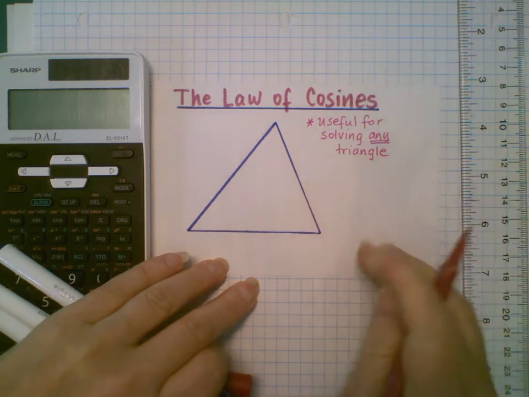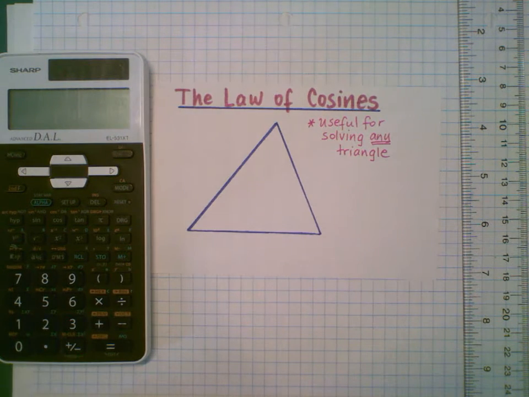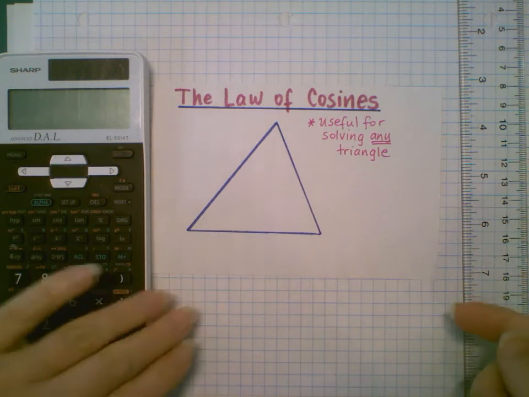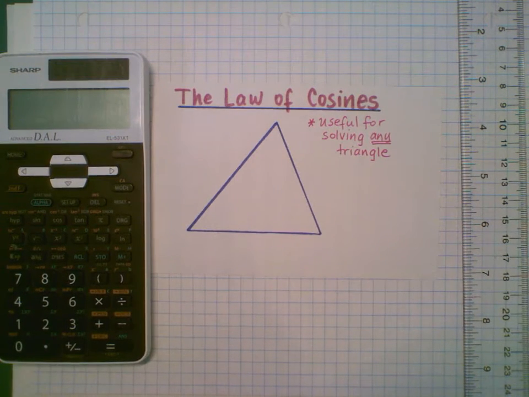Unlike the Pythagorean theorem, which is only useful for right triangles, this particular rule can be applied to acute triangles, obtuse triangles, and right triangles. It is a form of, or an extension of, the Pythagorean theorem. So if you recognize the Pythagorean theorem in it, that's great. But it has an additional piece to it, which involves the cosine ratio.